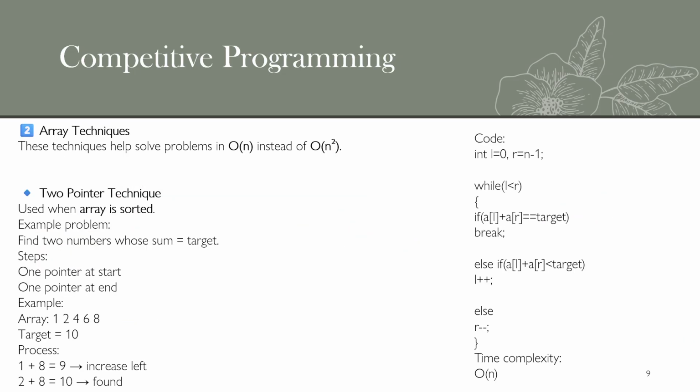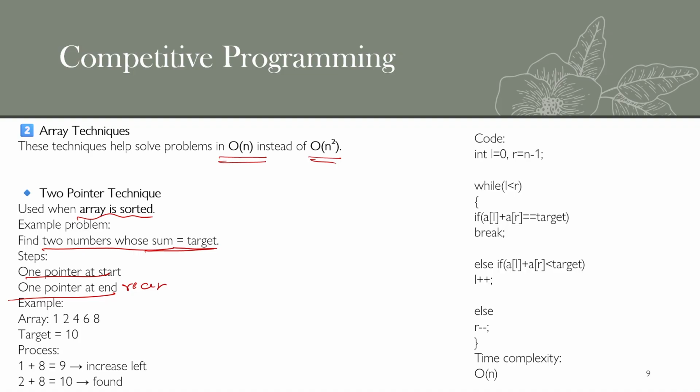Array techniques. These techniques help solve problems in O(n) time, Big O of n instead of Big O of n square. The two pointer technique is used when your array is sorted, that is, to find two numbers whose sum is equal to the target. One pointer at the start and one at the end is the common setup.